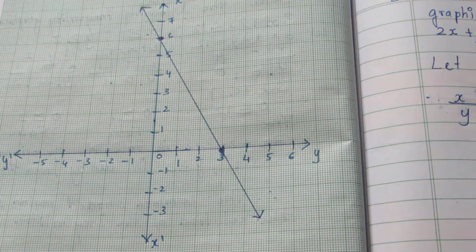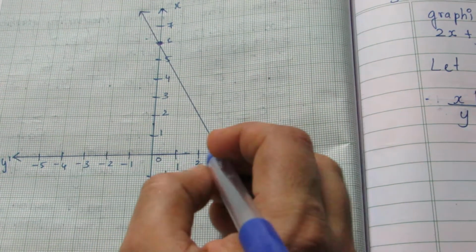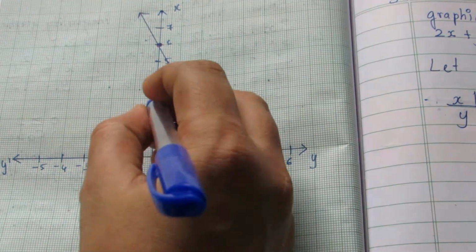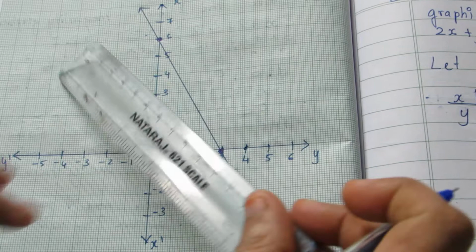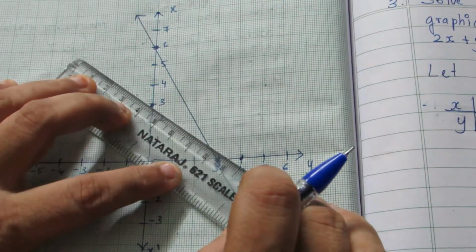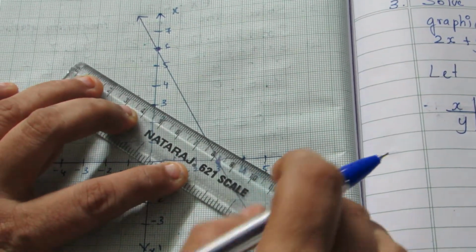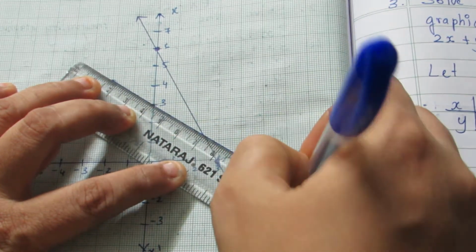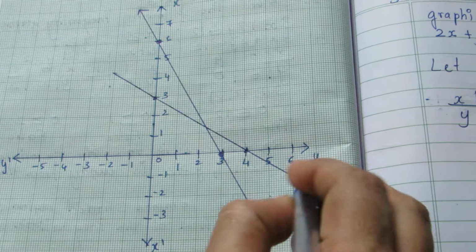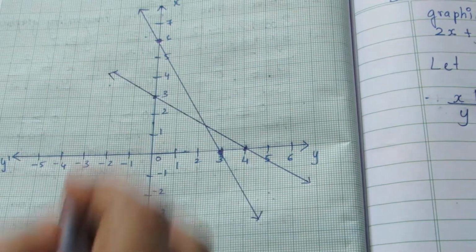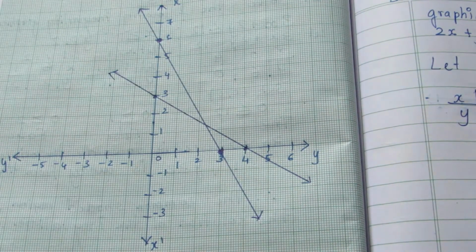Now the same way the other one is 0, 3, 4, 0. Plot it, join it. Plot one by one so that you will not get any confusion. After plotting the point, join it, then plot the other one. Now this is the graph for the equation equal to, but we want the inequality graph.